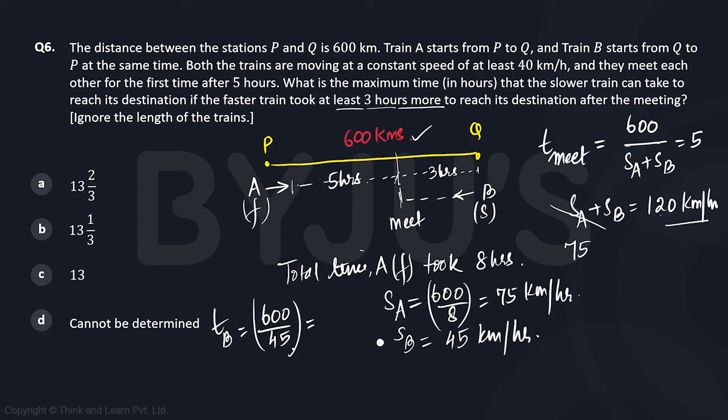Now, they both are in the table of 15. So if we take 15 out of the numerator, we'll be left with 40, and we will have 3 in the denominator. 40 by 3 is going to be 13 1 by 3 hours. So B becomes our answer.